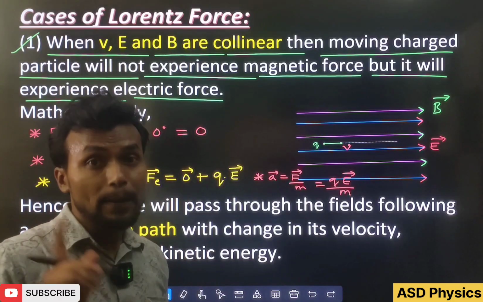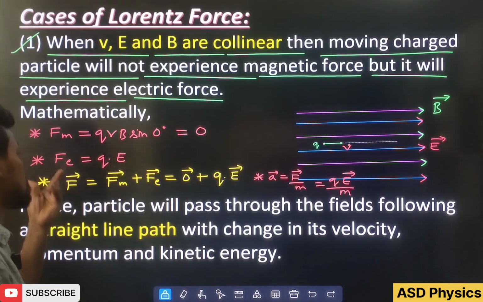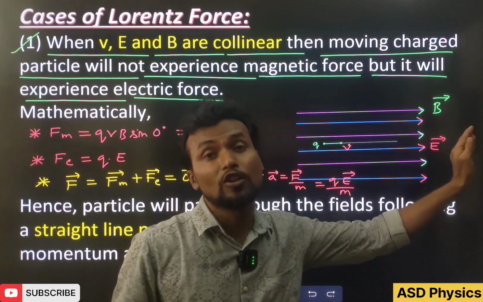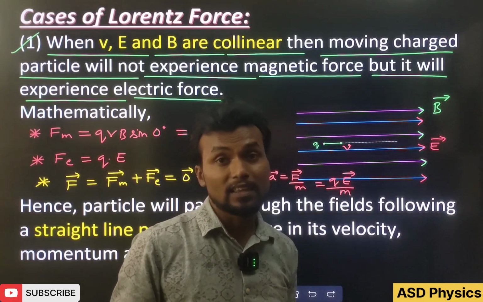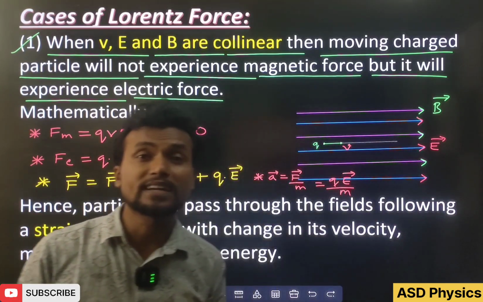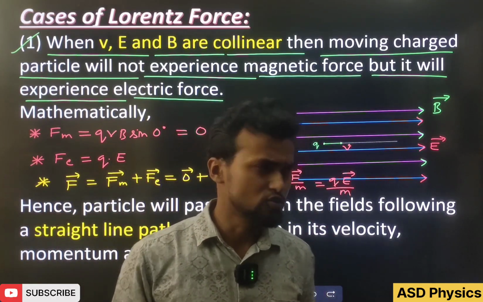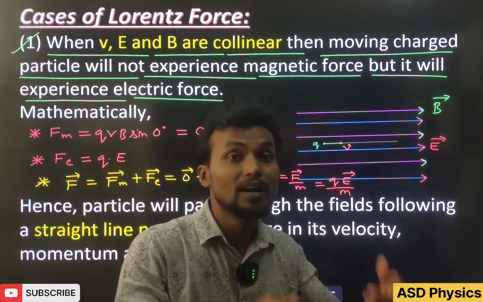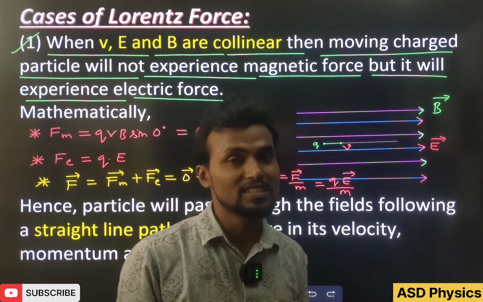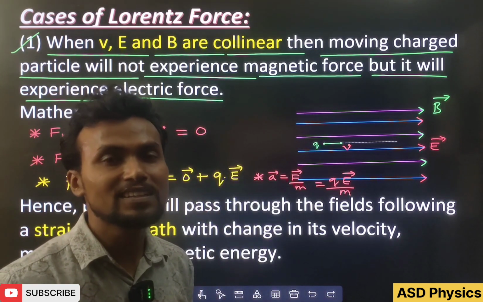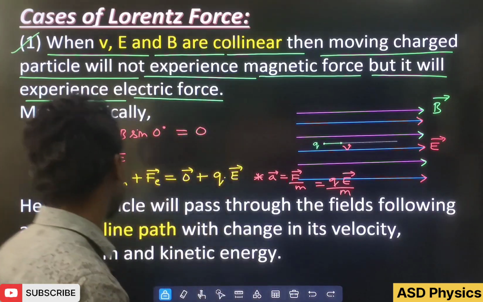That means under the application of this electrostatic force, what will happen here? The charged particle will accelerate along the direction of the electric field. That means when it accelerates, its speed will change, or we can tell velocity will also change, because direction is same, but the magnitude is changing. So speed will change, momentum will change, and kinetic energy will also change here. Let's see what is given here.